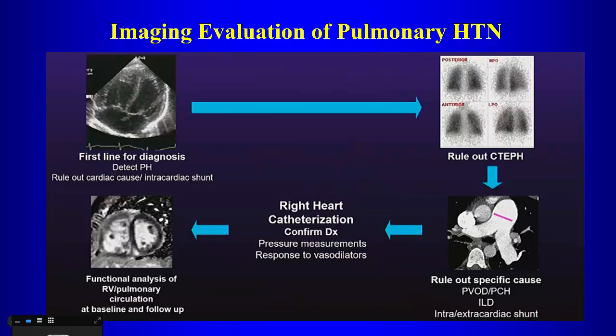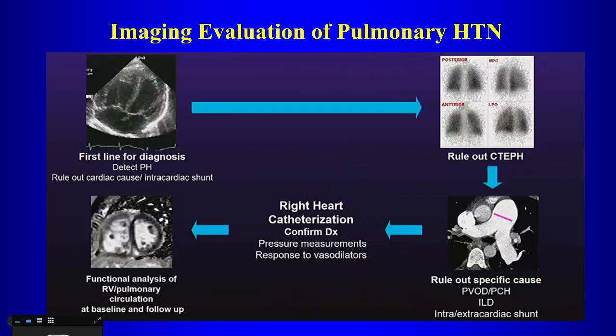The degree of afterload? No. Remember, whenever you're looking for stenosis with Doppler, you look at the peak velocity, right? What information does the peak velocity give you? Pressure difference? Pressure gradient, right?